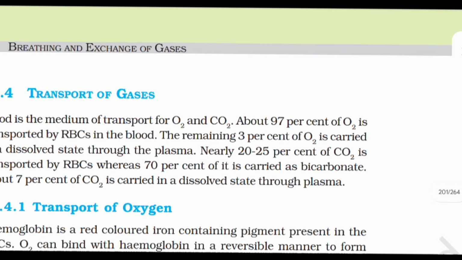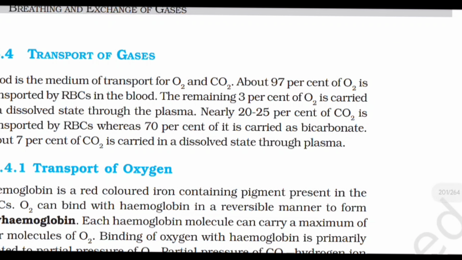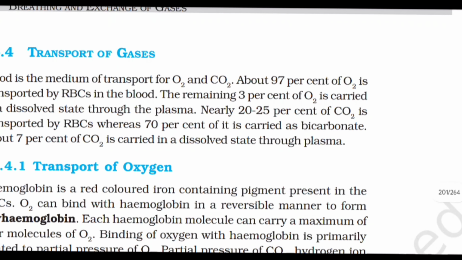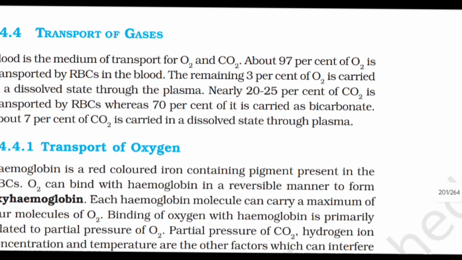Okay. Transport of gases. Blood is the medium of transport for O2 and CO2. About 97% of O2 is transported by RBCs in the blood. The remaining 3% of O2 is carried in a dissolved state through the plasma. Nearly 20 to 25% of CO2 is transported by RBCs, whereas 70% of it is carried as bicarbonate. About 7% of CO2 is carried in a dissolved state through plasma.